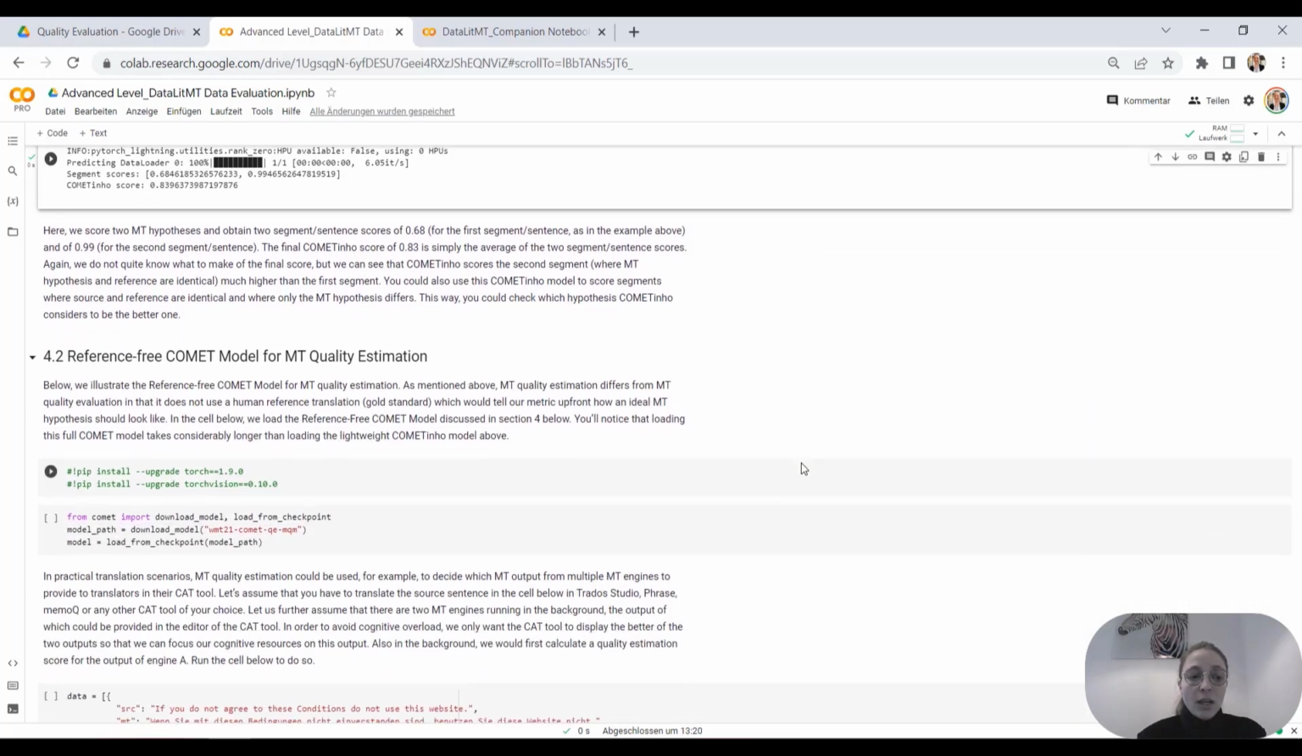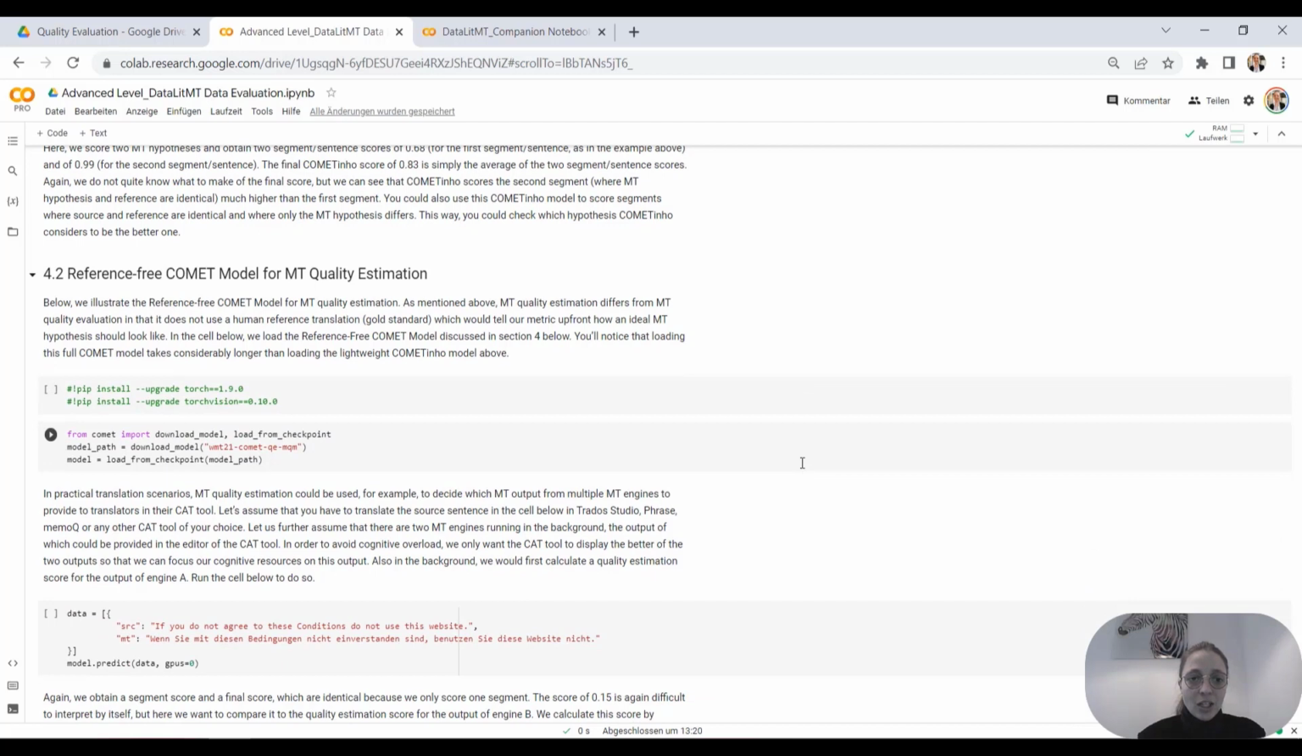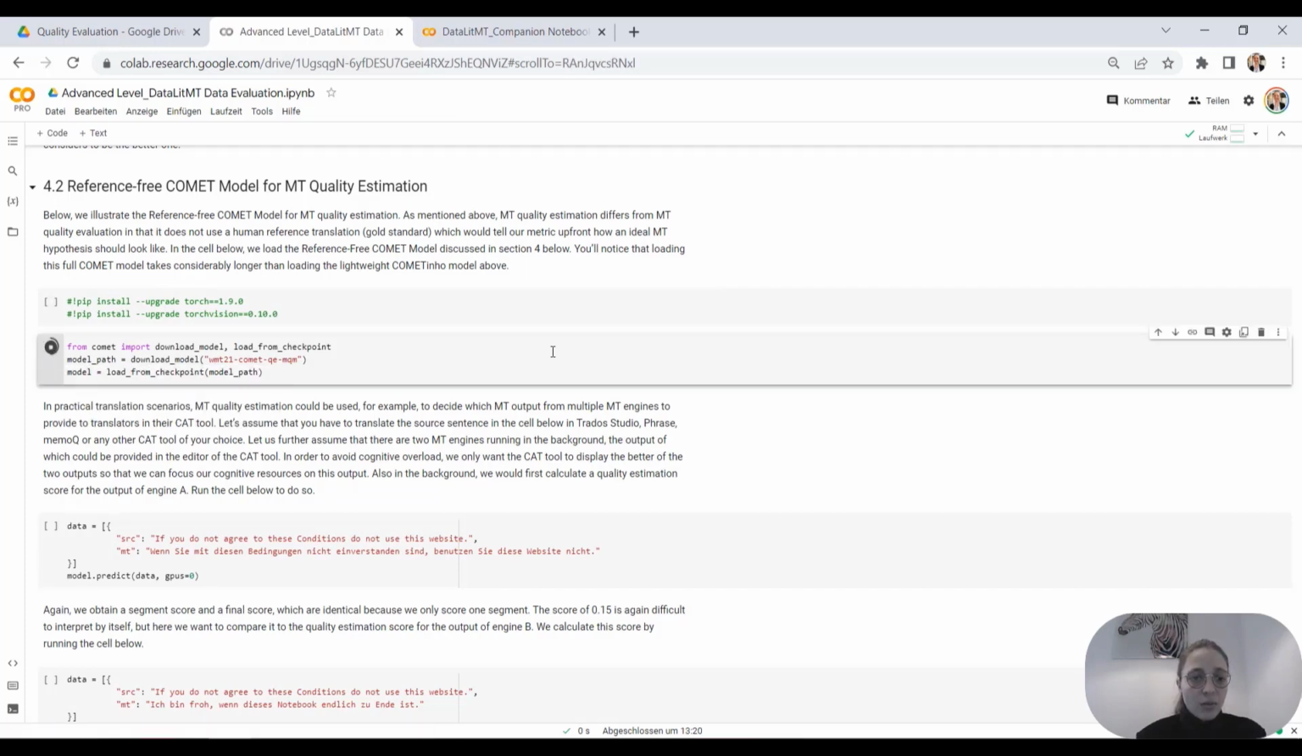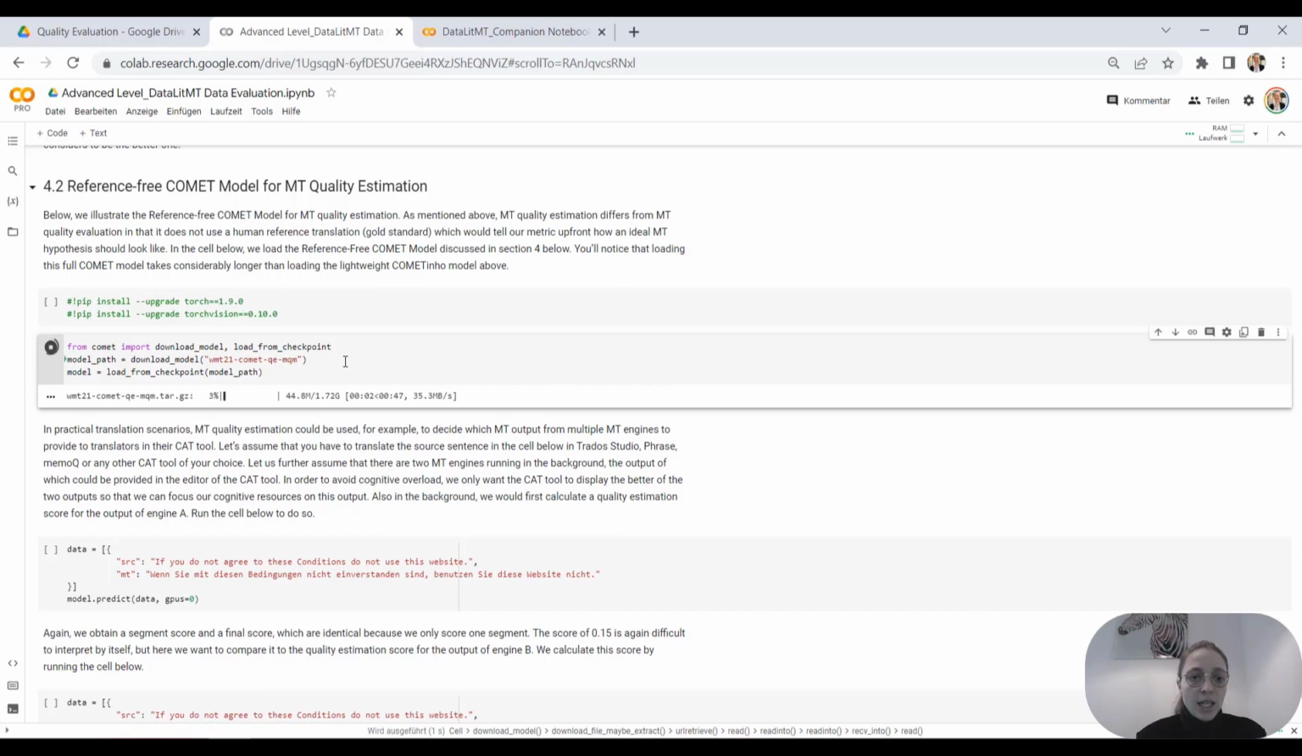What we can also test now is actually the reference-free COMET model. So without using a reference, and I actually find this really interesting. For this one, we will load the WMT21 COMET QE MQM model. So before we used the EAMT 2022 COMET model, now we're using the reference-free model. And once again, this will load a little bit.